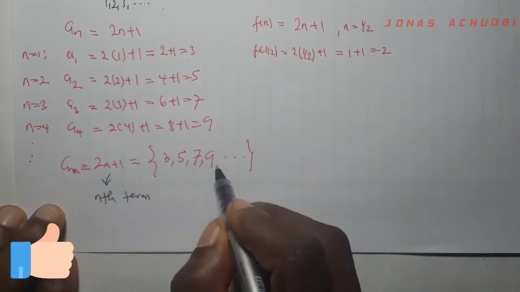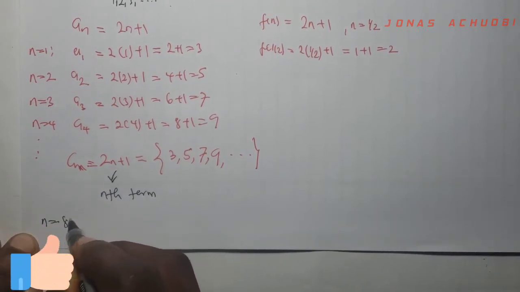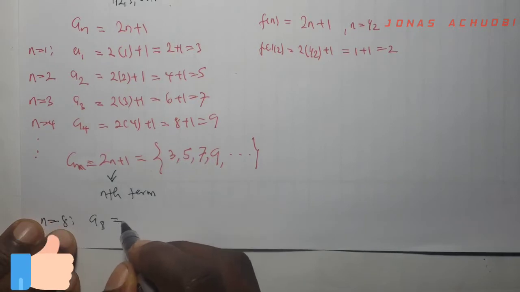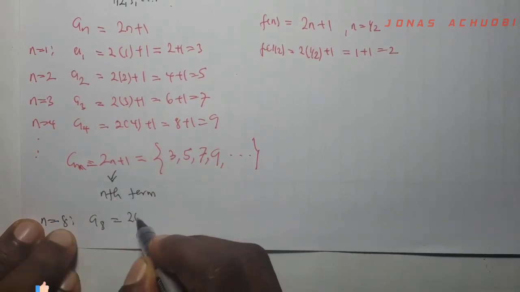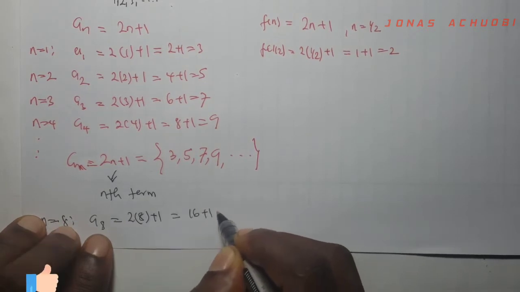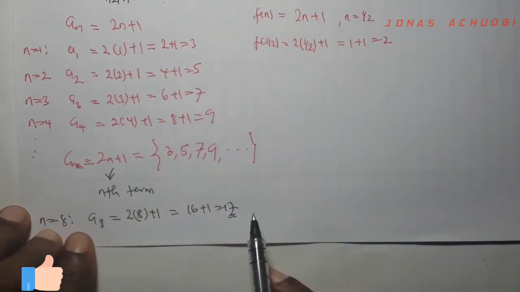For example, the 8th term of the sequence would correspond to where n is equal to 8. And that will be a8, the 8th term, equal to 2 times 8 plus 1. We now put 8 for n: 2 times 8 plus 1, and that will be 16 plus 1 equal to 17. So the 8th term of the sequence is 17.